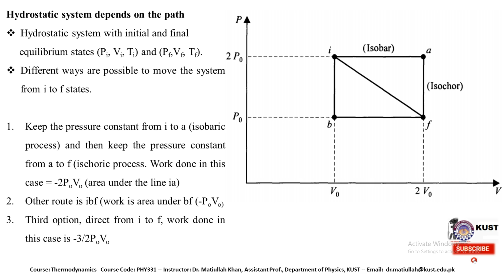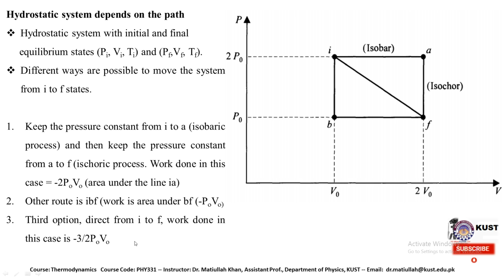The other possible way is to take the system from I to B and then B to F. The work done in this route is given to be minus P naught V naught. And in the third path, to bring the system from the initial position I to the final position F directly, the work done is equal to minus 3 divided by 2 P naught V naught.